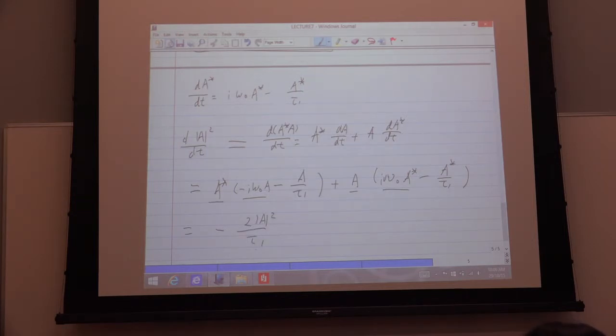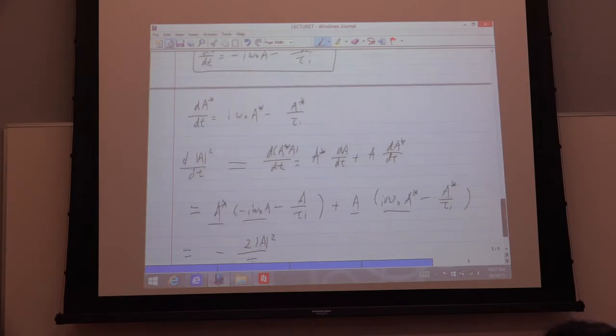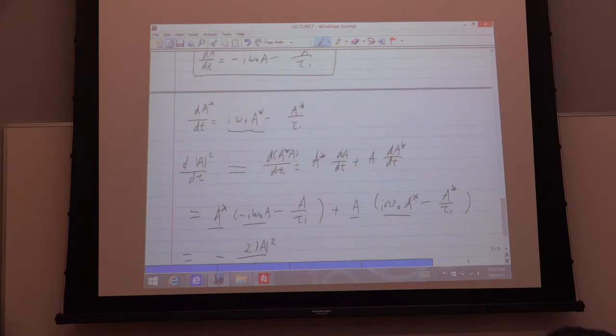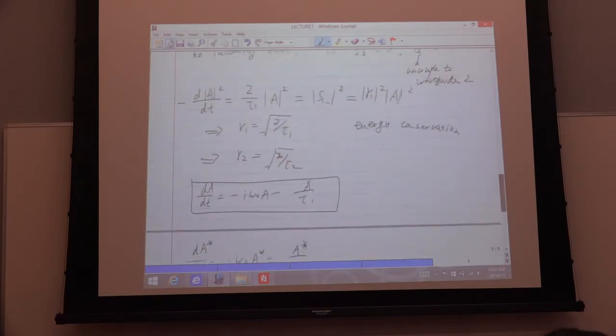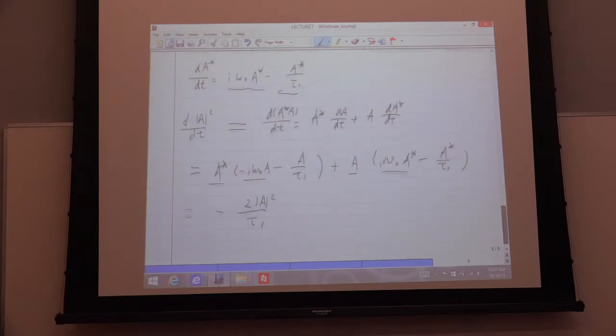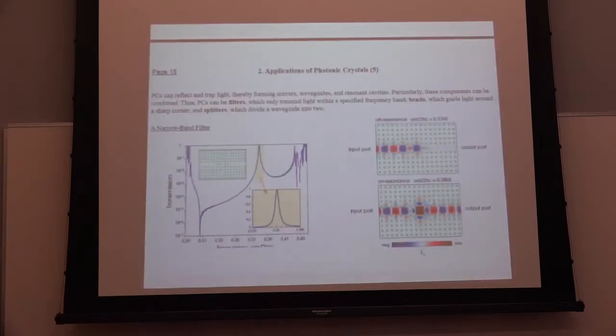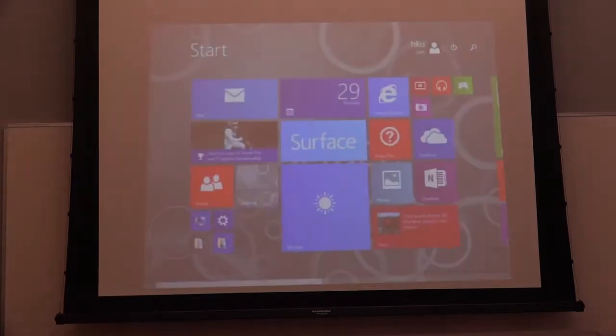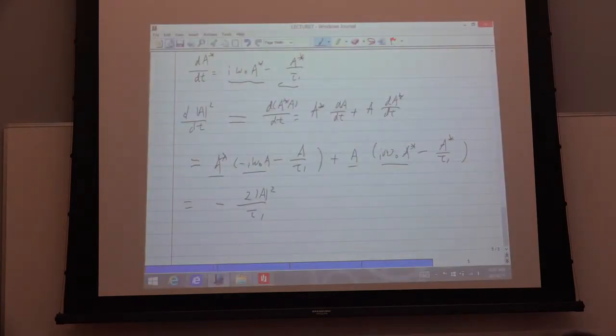Physically, this oscillatory part conserves energy, and this is the decay. So it only has this decay part. You can verify it by yourself. This is the first condition.